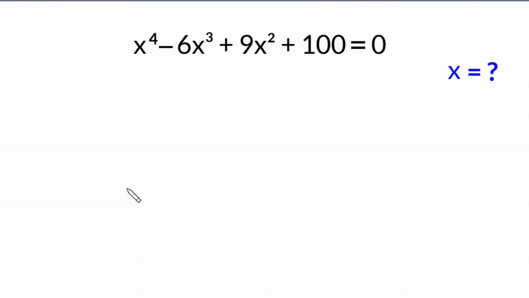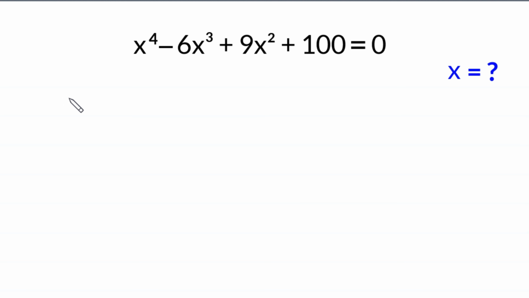Hello everyone, welcome to how to solve this very nice quadratic equation: x to the power 4 minus 6x cubed plus 9x squared plus 100 equal to 0. Our job is to find all possible values of x. So let's start. First we move this 100 to the right hand side.